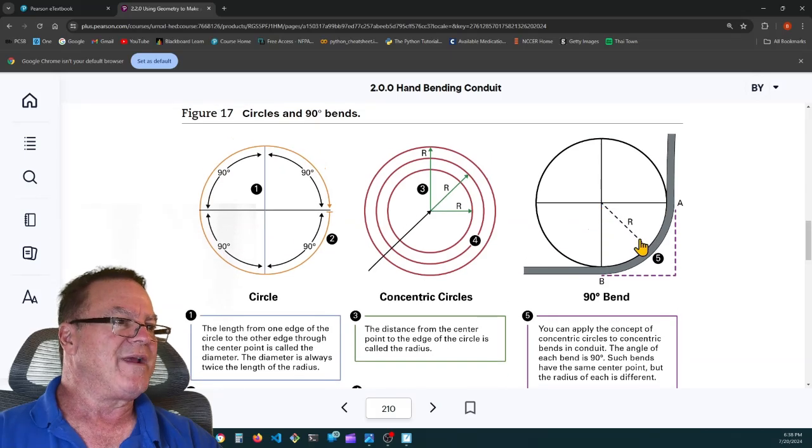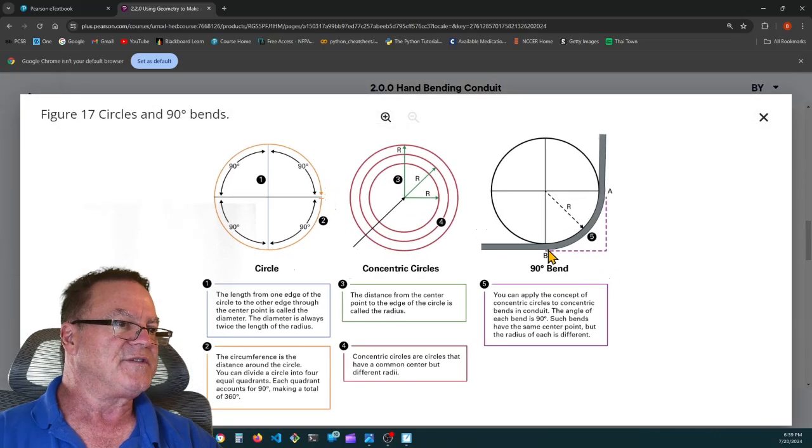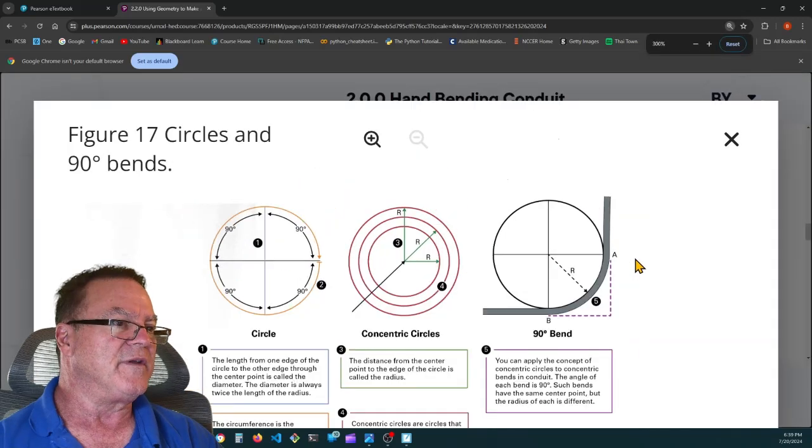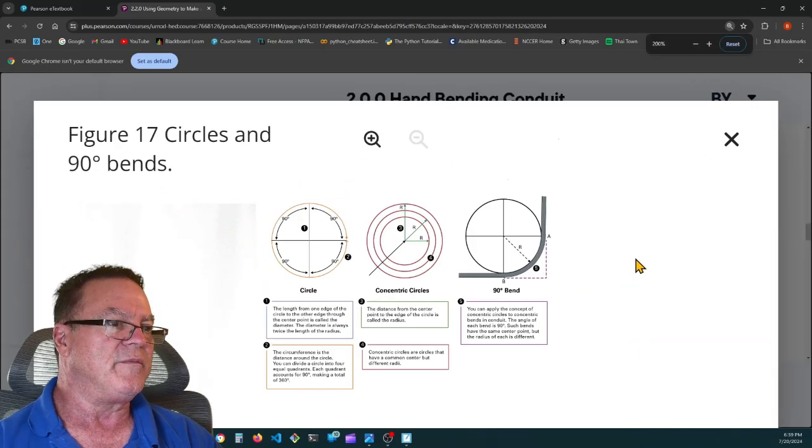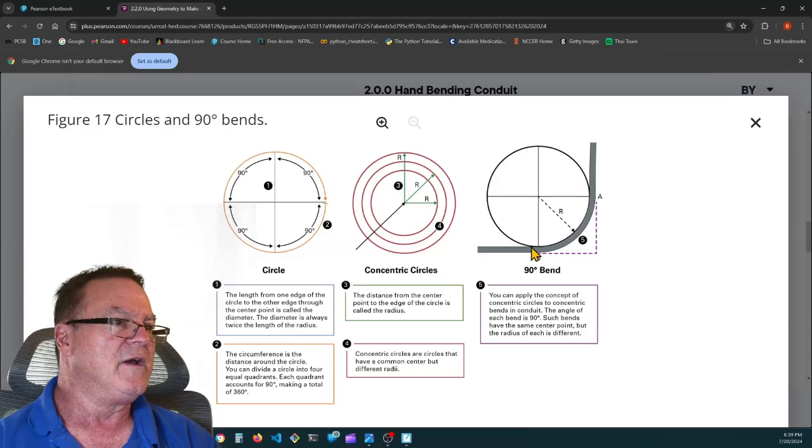So here is the rate. Well, all right, I'm going to argue with the book. The radius of our bend actually goes to the center line of the conduit. We always measure our radius to the center line of the conduit. So if they said an 18-inch radius, it would be going from the center of the conduit. No, center of the conduit here. Oh, maybe I can zoom in now. There we go. That didn't help. All right. Anyway, it's the center line of the conduit.